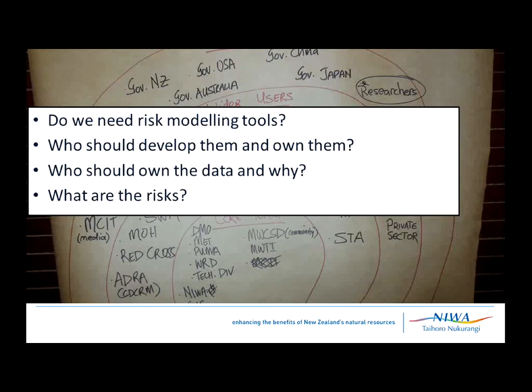Any further queries, comments, questions? Yeah, Marianne. Do you see this tool as being more used in a long-term planning sense or in a crisis response type of context, and how do you deal with that?